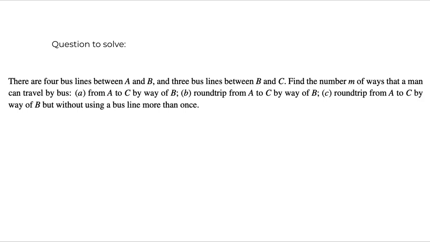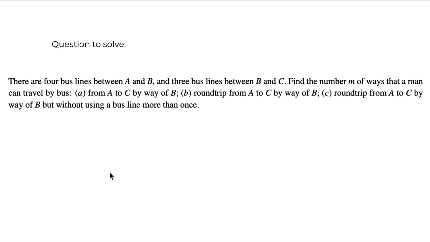The second question is a round trip from A to C by way of B. So it's going to be A goes to B, goes to C, then C goes to B, goes to A. So the product rule now, the events are going to be, event 1 is A to B, event 2 is B to C, event 3 is C to B, and event 4 is B to A, right? So it's going to be 4 times 3 times 3 times 2.